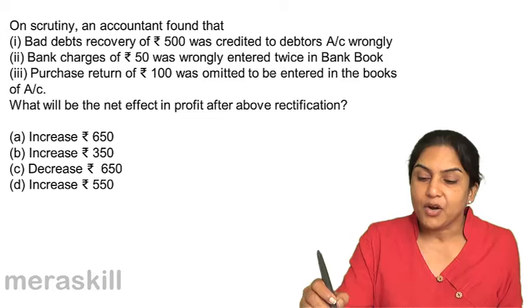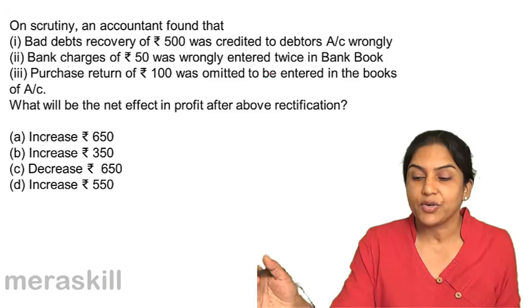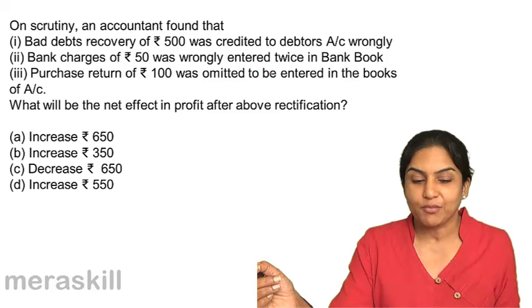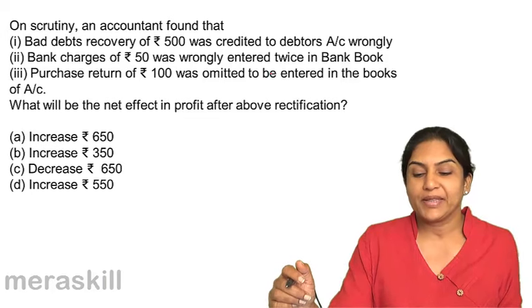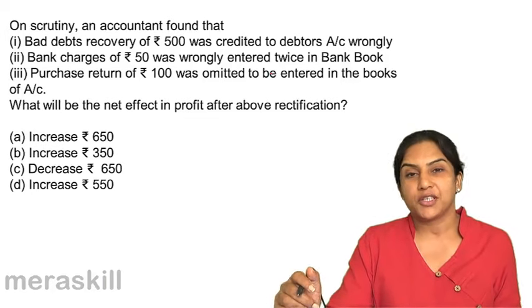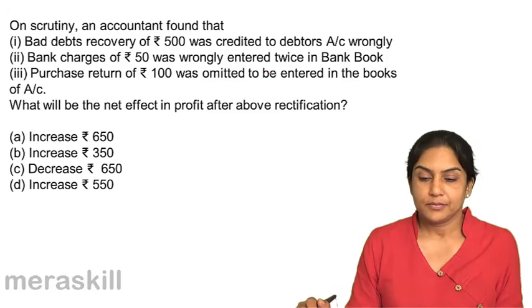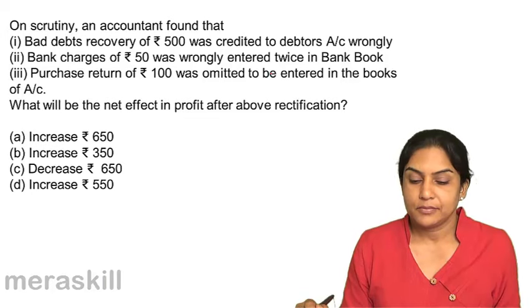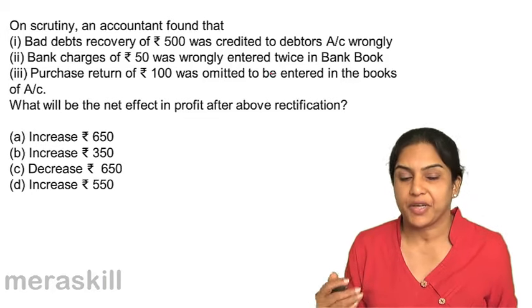On scrutiny, an accountant found that 1. Bad debts recovery of 500 was credited to debtors account wrongly. 2. Bank charges of 50 was wrongly entered twice in the bank book. 3. Purchase return of 100 was omitted to be entered in the books of account. What will be the net effect in profit after the above rectification? We want to know the net effect in the profit after rectification.